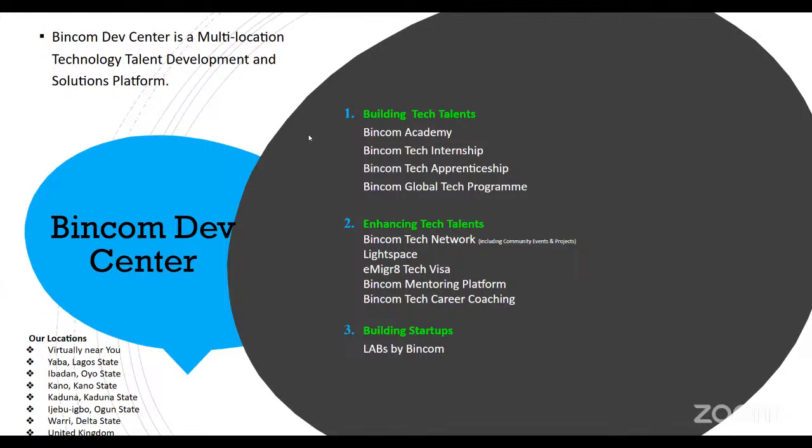These are the locations for Bincom Dev Center. You have Yaba, Lagos, Ibadan, Oyo State, Kano, Kaduna State, Ijebu, Warri, Delta, the United Kingdom, and also virtually. Those are the main locations for Bincom for now, although we do plan to expand and grow to other nations worldwide. The three main focus of Bincom is build tech talent, enhance tech talent, and build startups.